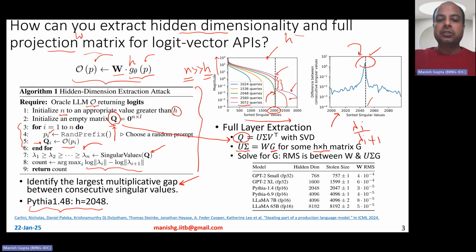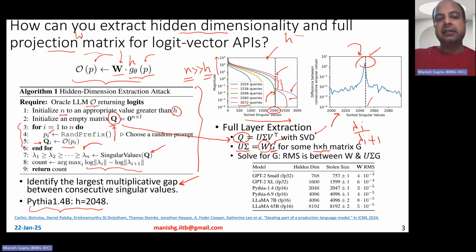Okay. So if you look at U and sigma, of course, you're doing some truncated SVD here. But if you multiply U and sigma, that is more or less equivalent to W with this little G transformation applied, which is basically a linear matrix transformation, an H cross H matrix. So you don't exactly get the W matrix while doing this attack, but you get a simple linear transformation of the W matrix.